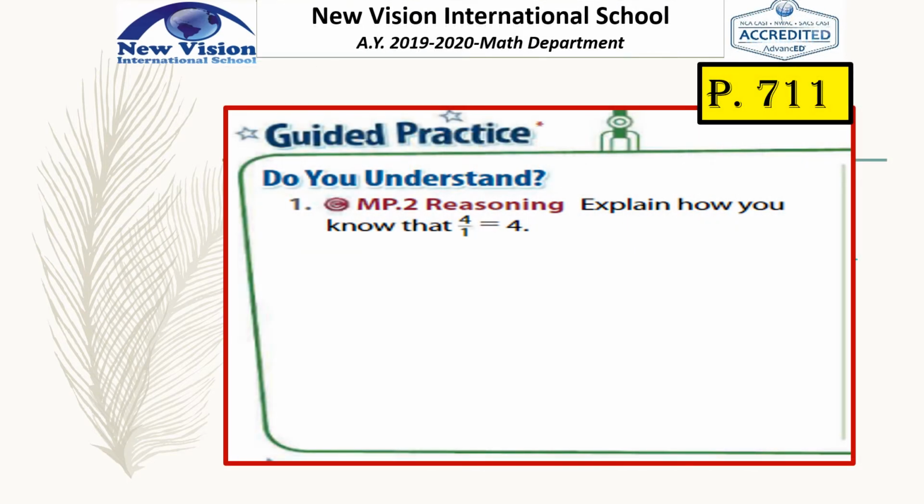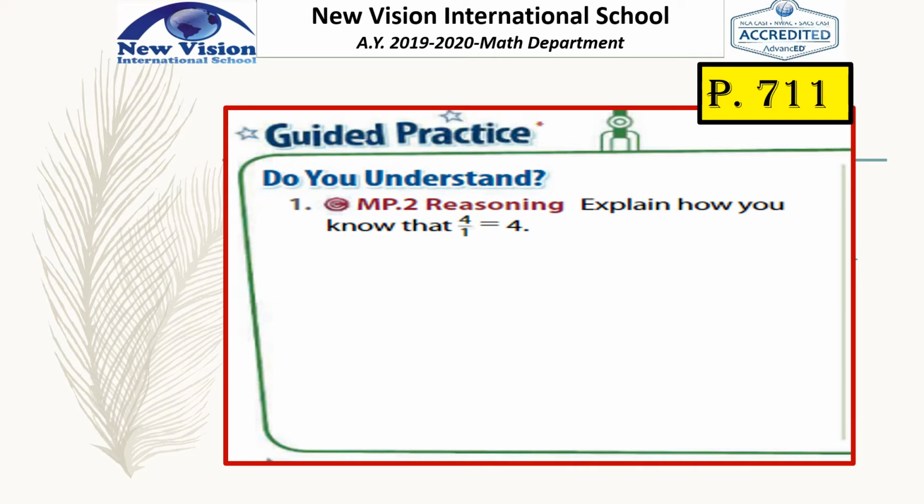Now let's see if you have really understood the idea of the lesson. Now open your book to page 711. We have their guided practice. Okay, we have do you understand? Number 1. Explain how you know that 4/1 is equal to 4 wholes. How do you know? You have 1 minute to answer. You may pause this video while you are answering, and once you're done, you can play it again.